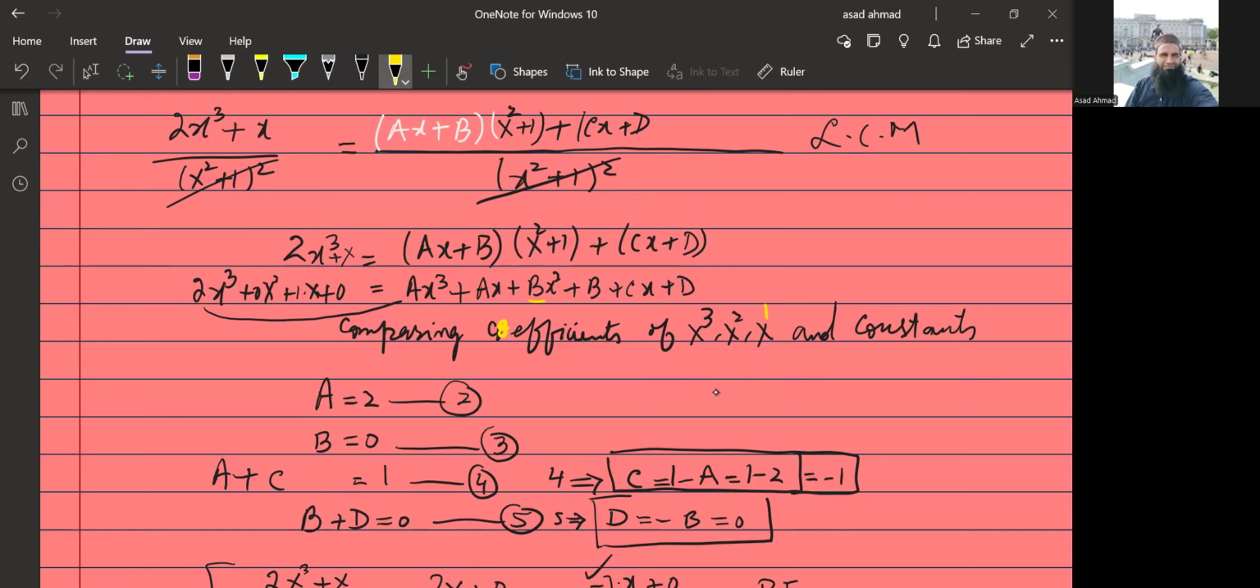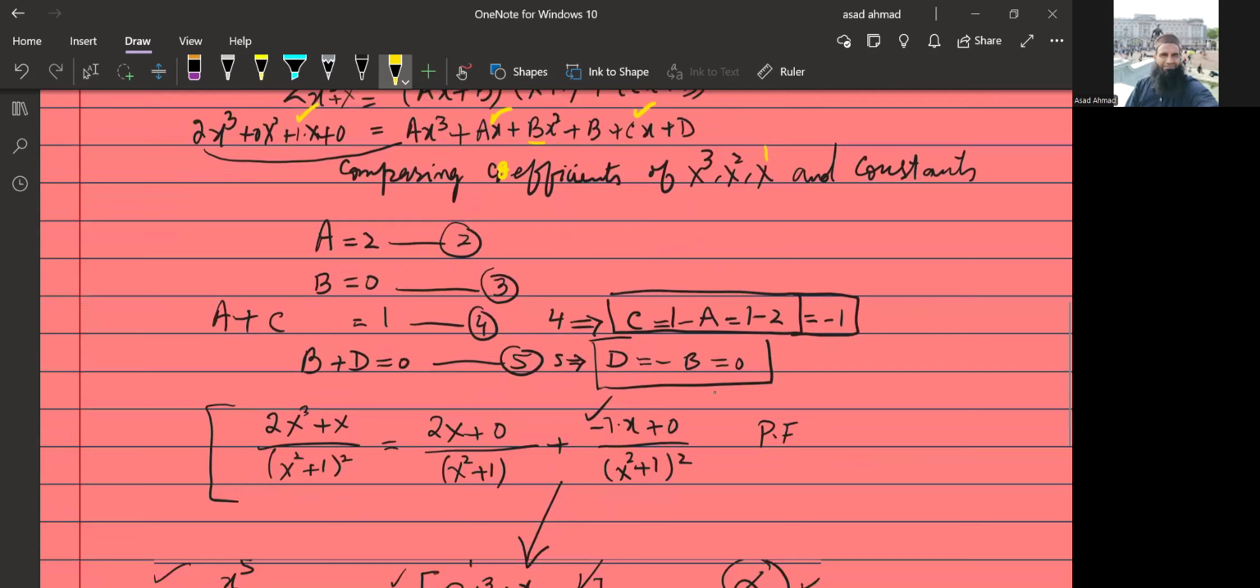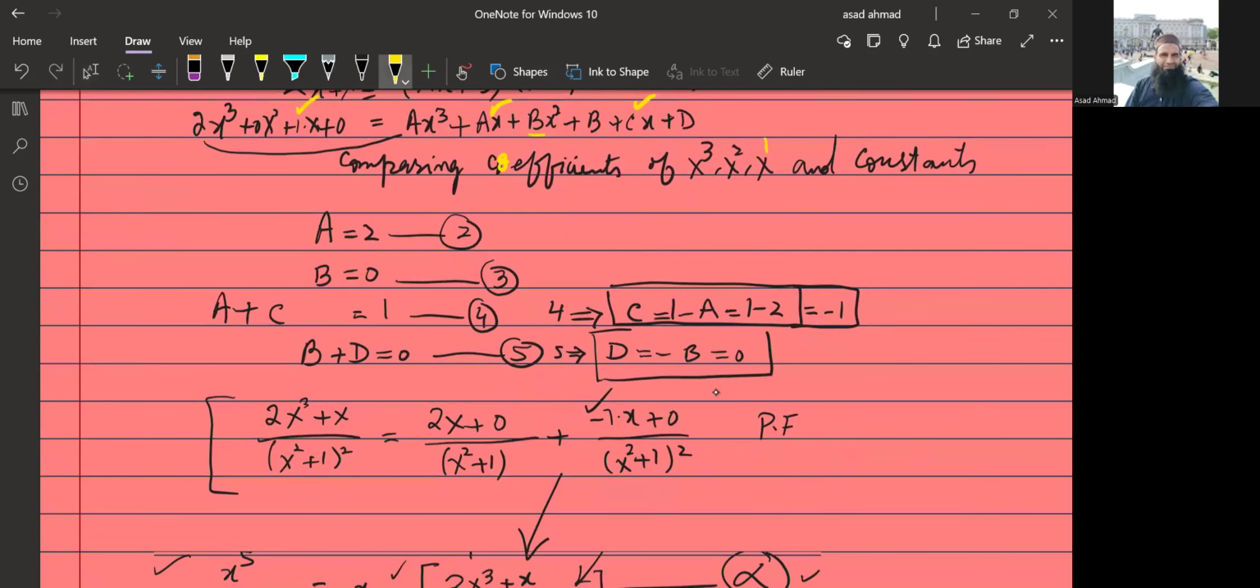And finally, we will take up x common. The terms involving x on the right hand side are ax and cx. If we take common x, a plus c will become the coefficient, and on the left hand side the coefficient of x is 1. So a plus c will be equated to 1. This will be equation number 4. And similarly, the constants will be equated to 0, b plus d. So 2, 3, 4, 5, these are the equations.